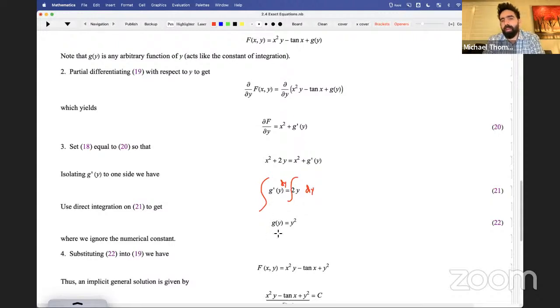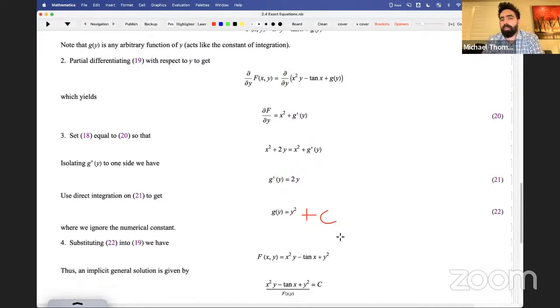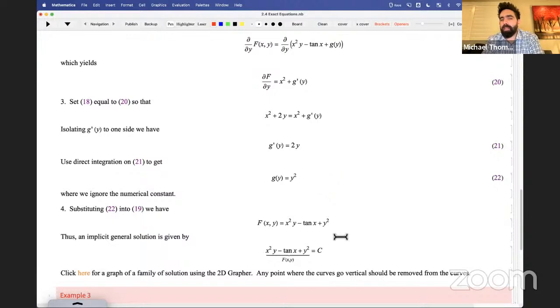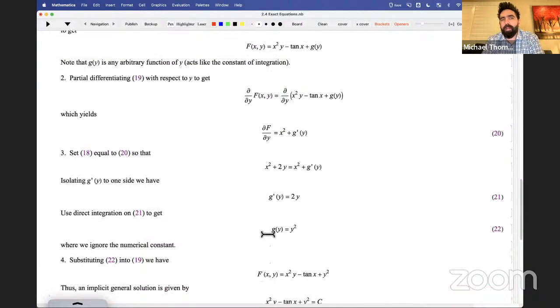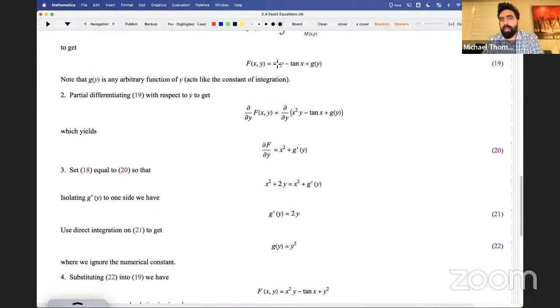So on the left, you have g of y, and on the right, you have y squared. Now, you notice that I left off the plus c there. You guys are free to put it in, but you really don't need it. And the reason why you don't need it is because, look, we're going to take our function f. Remember this guy?